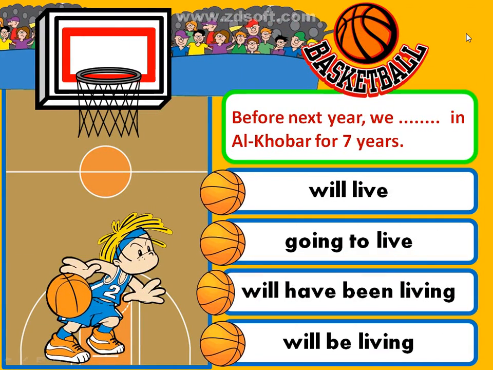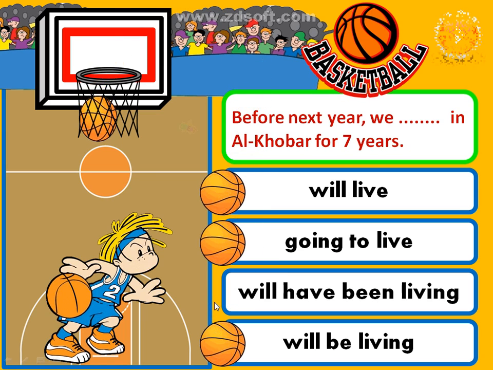Before next year we blank in El Kobar for 7 years. Here we have a specific time, and we focus on the duration. An action will be happening before a specific time in the future, so we use the future perfect progressive, which is will have been living. Excellent, my dear. Great job.